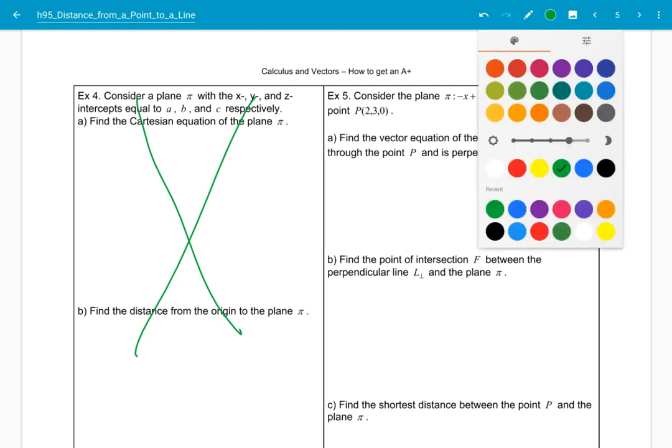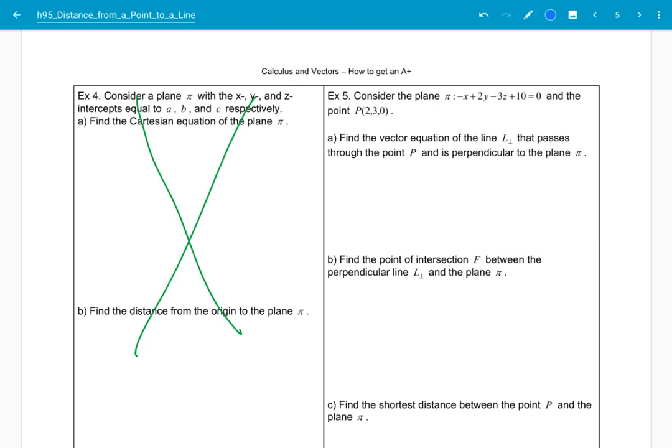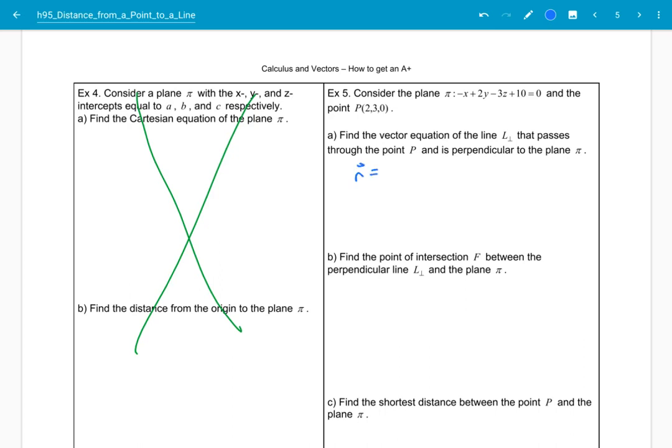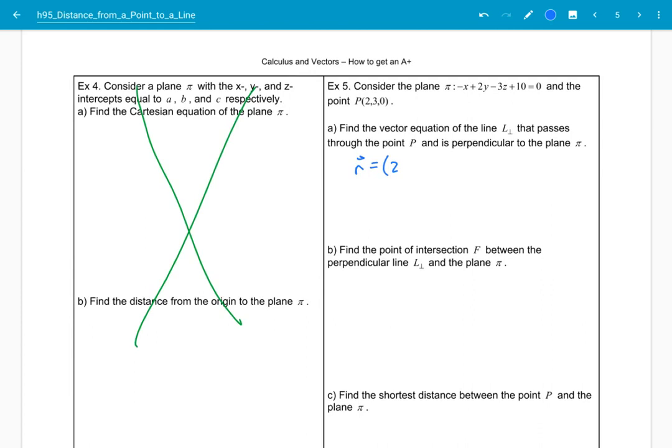So the line's going to be perpendicular to the plane. So the direction vector for the line is the normal of the plane, and it's got to go through that point. So R naught goes to P, so 2, 3, and 0, plus T, and the normal is negative 1, 2, and negative 3. Simple as that. Find the point of intersection between the perpendicular line and the plane. So the way to do this is to plug in the parametrics.